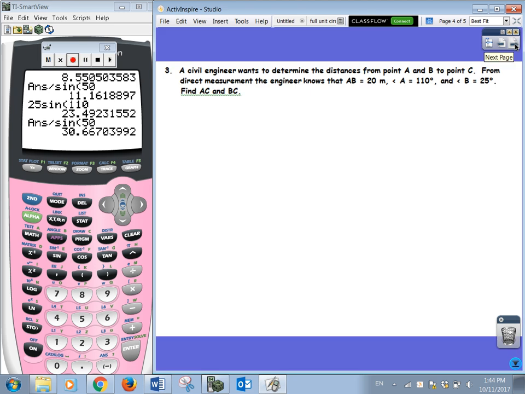All right, here a civil engineer wants to determine the distances from point A, B, C. It tells us that A to B is 20. It tells us that A is 110 degrees and B is 25 degrees. So once again, we can figure out what the other angle is just by adding and subtracting. We get 45 degrees. So C over here is 45 degrees.